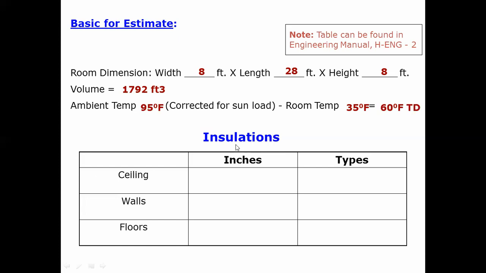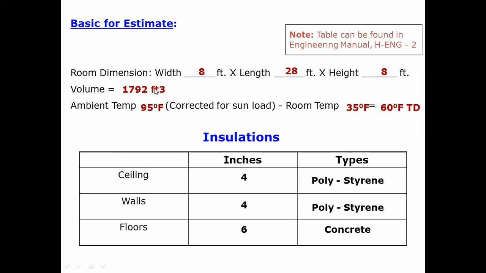So next thing is the insulation: ceiling, wall, and floor. This is a given value, a given tabular column only. So the ceiling is 4 inch, and the material is polystyrene. The wall thickness is also 4 inch, also polystyrene, and the floor is 6 inch concrete. These are the materials that we are using here.